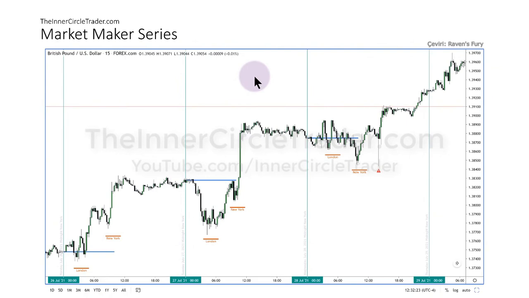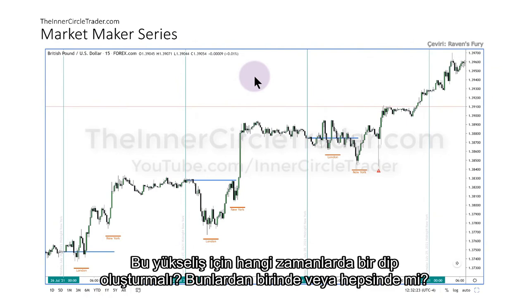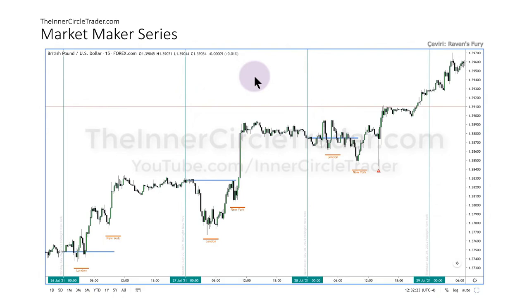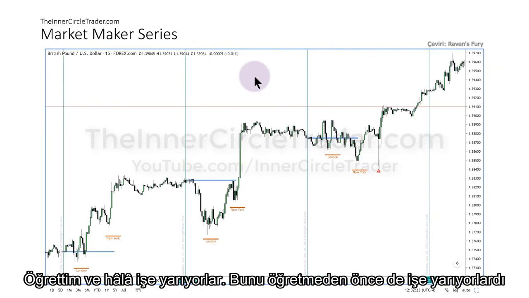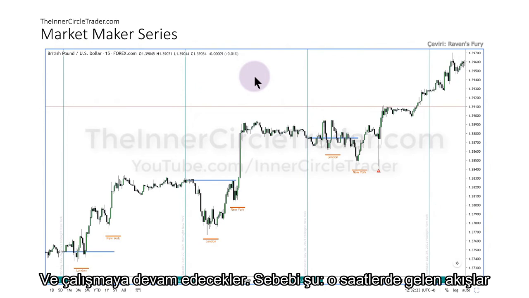If it's bullish, when should it create a low to go higher? In one of these, if not all of them, London and New York kill zones. Just look at the chart right here. These windows of time, I taught this over 10 years ago, for free, right on Baby Pips. And they still work today. They were working before I taught it. They're going to keep working, okay?